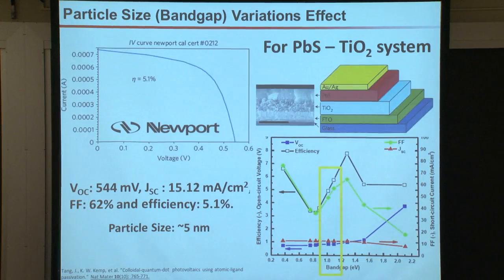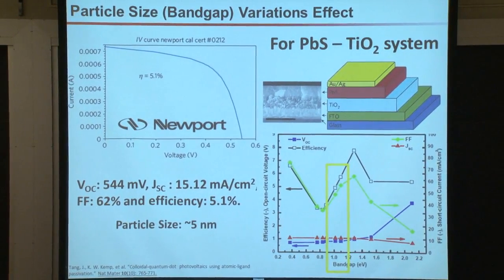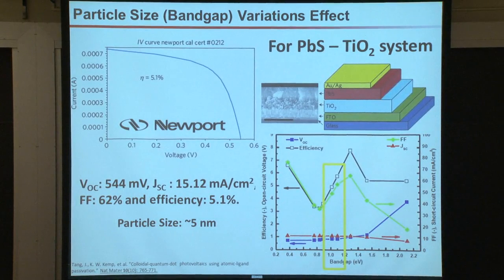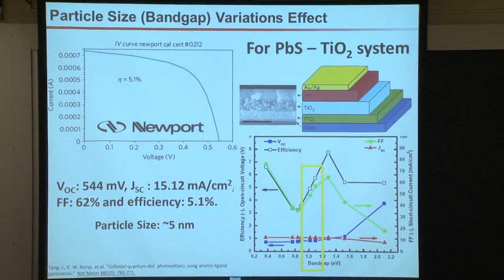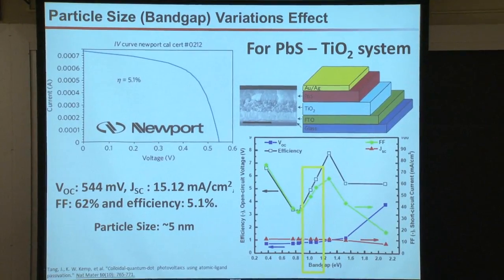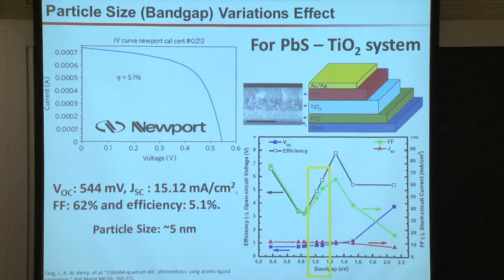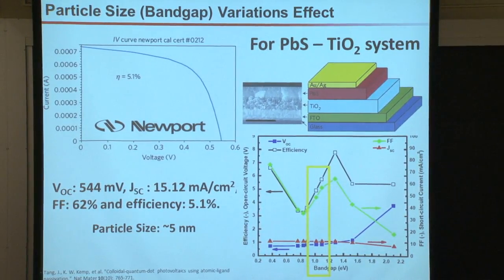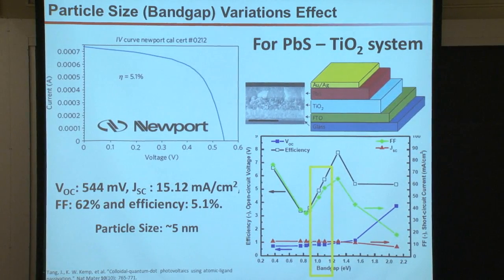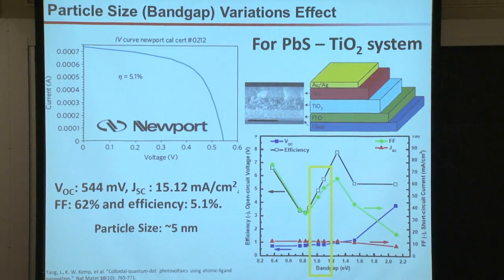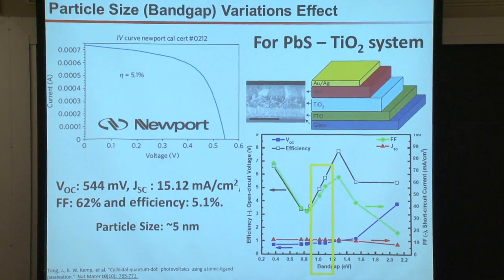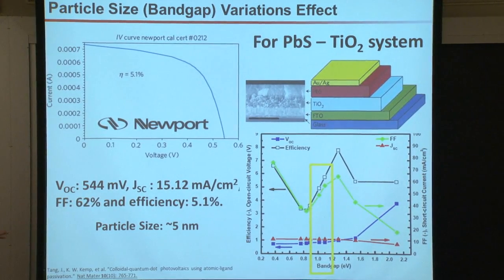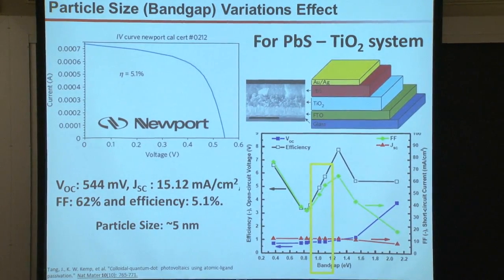So how is the accuracy of this simulation compared to the literature? We chose the lead sulfide titanium system, and we use the structure in the right upper figure. That is titanium, lead sulfide, and then the back contact is gold. The world record efficiency right now is around 5.1%. The particle size used in this literature is 5 nanometers. For 5 nanometers in our simulation, the result is around 4 to 5%, which is very close to each other.